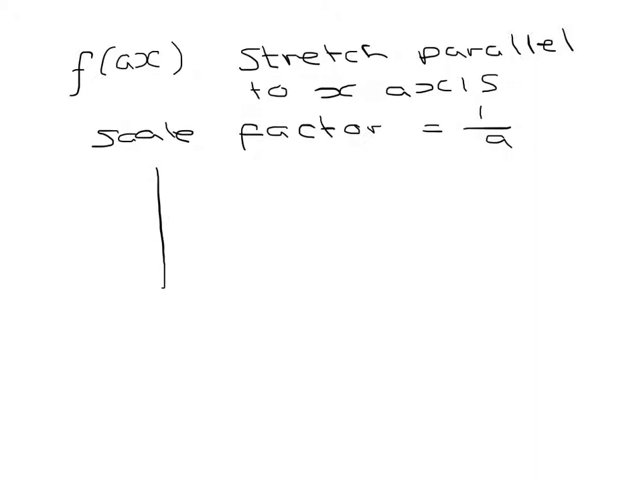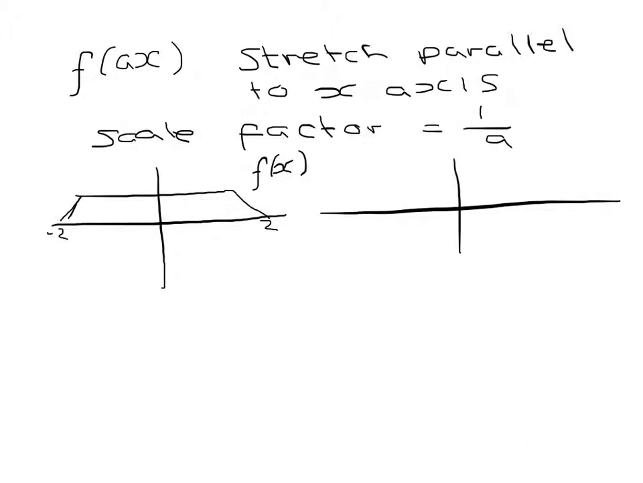So this time, if we do a slightly different function here, if our function looks a bit like that, where that goes from negative 2 to 2, and that's your f of x, then f of 2x should halve it, because the scale factor is a half. So that now goes from negative 1 to 1.